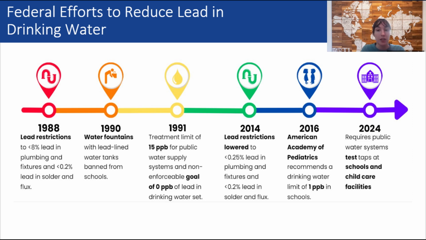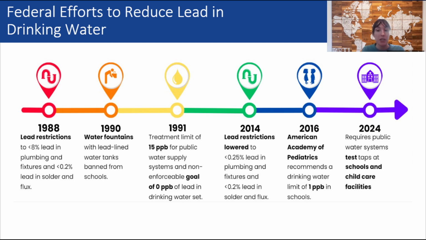Federal efforts to reduce lead in drinking water are ongoing. These include restrictions on lead use in water infrastructure, health goals, and testing requirements. Initial infrastructure restrictions on lead went into effect in 1988, with 8% or less of lead in piping and plumbing and 0.2% in solder considered lead-free. Since 2014, lead-free water infrastructure is defined as 0.25% lead or below. In 1990, lead-lined water fountains were also banned in schools.